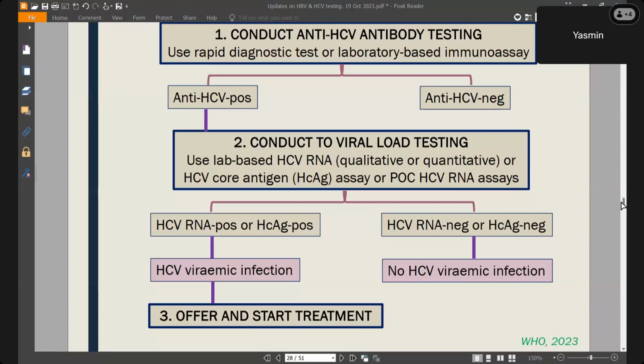And I'll explain later why they highlight the importance of point of care. Again, it is one of the strategies, all right, to hopefully eliminate, reduce the public health problem by 2030. Now, if it's positive, obviously, there's evidence of viral infection, so you offer treatment. If it's negative, then obviously, no need. All right, next.